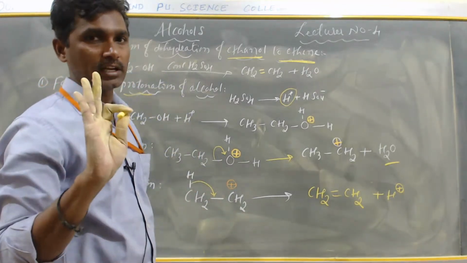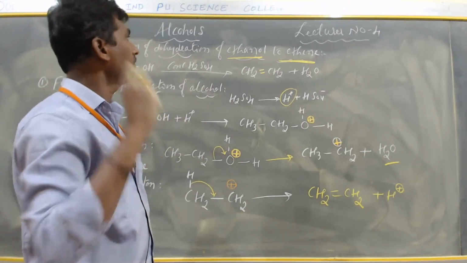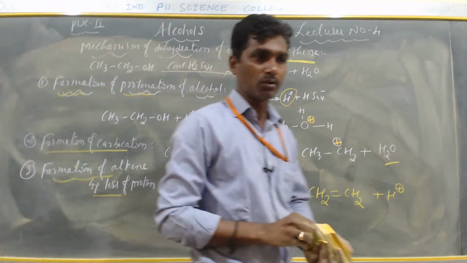1, 1, 1. In total it is a 3 marks question: write the mechanism of dehydration of ethanol to ethene, or ethyl alcohol to ethene. Yes, my dear students. Thank you. Thank you for your patience.